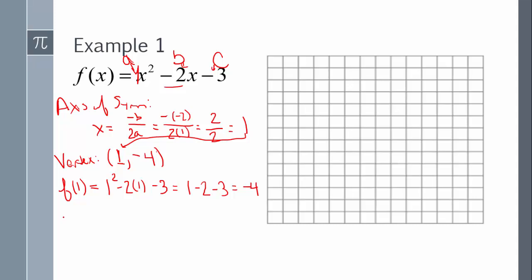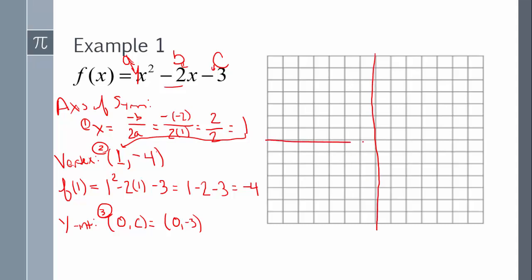The final point that we can get from the equation is the y-intercept, and that's going to be at 0, c, which in this case will be 0, negative 3. All right, so I have enough information, 1, 2, 3 pieces of information to help plot this picture. All right, so I'll go to my grid. I'll attempt to draw straight lines for my axes. As we all know, that's a little tough for me to do on this computer.